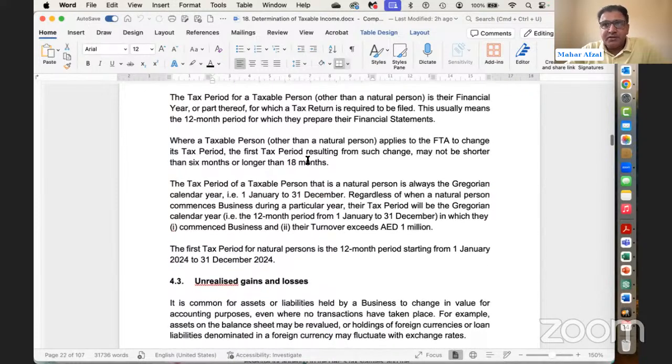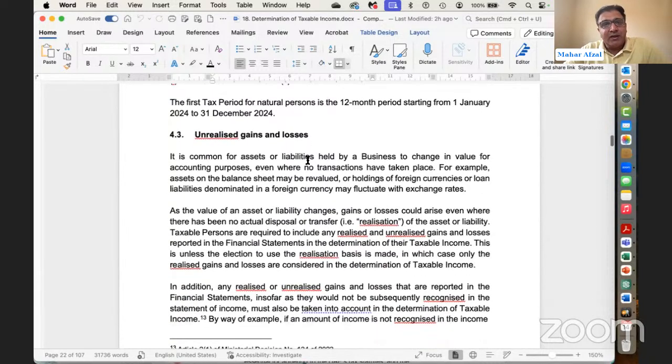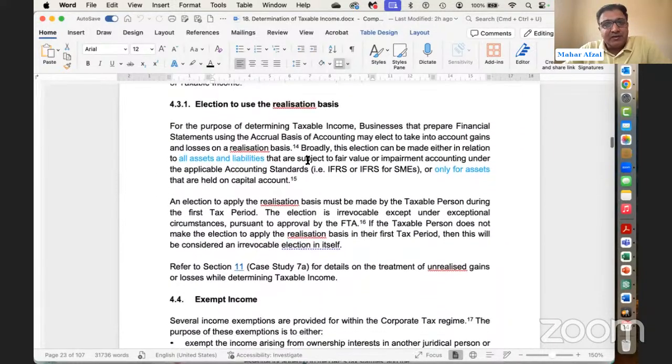Tax period: it can be a maximum of 18 months and a minimum of 6 months. The tax period cannot be less than 6 months or more than 18 months. Unrealized gains and losses: if businesses are preparing their financial statements on an accrual basis, they have an option that, if they want to, they can tax their gains and losses on a realization basis, meaning when the assets or liabilities are sold or settled, instead of on an accrual basis. If they opt for it, they need to opt before the submission of the first return. If the financial statement has been prepared on an accrual basis, the gain and loss adjustment is required. They can make the election.